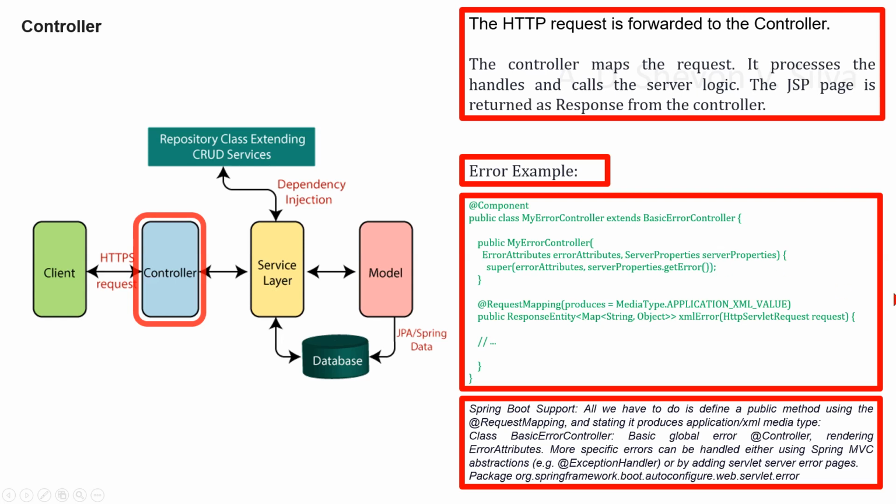For example, imagine we want to customize how the application handles errors triggered in XML endpoints. All we have to do is define a public method using @RequestMapping and stating it produces an XML for the application/XML media type. Here we are still relying on the server.error Boot properties we might have defined in our project, which are bound to the ServerProperties bean.